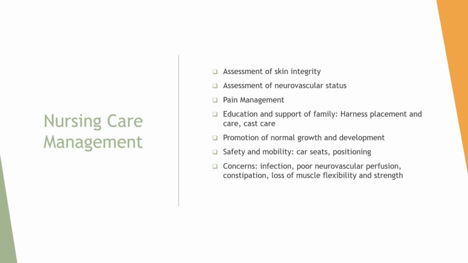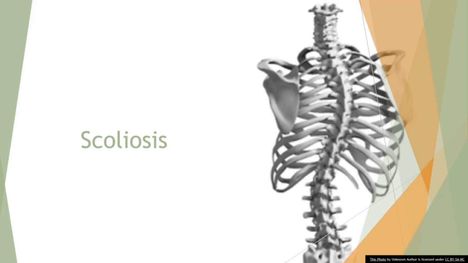We're worried about poor neurovascular perfusion, constipation, because again, they're not moving as much. They may be taking opioids. So we want to make sure we're increasing their hydration and fiber. And they may have loss of muscle and flexibility and strength because they are in this cast for an extended period of time. Now moving on to scoliosis.